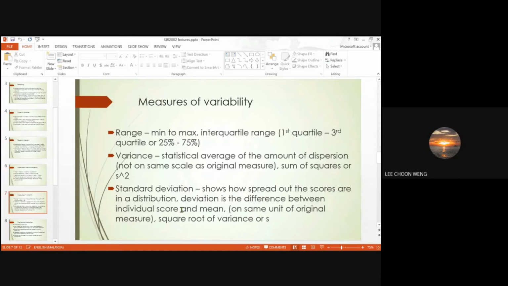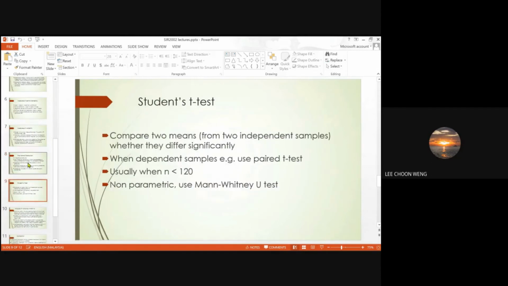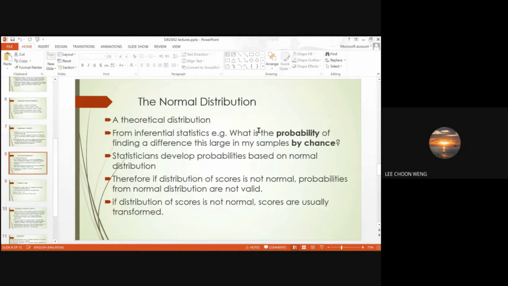Okay, of course, if you have collected your measurements properly, and in an experiment, if you collected your data properly, the variability should be very small. So normal distribution is a theoretical distribution. Why is this so important to us? Because most of the parametric statistics that we are using are based on normal distribution.